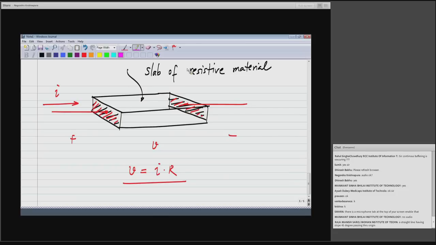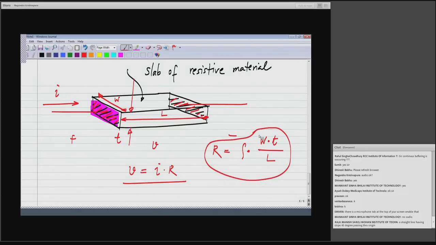We'll take the resistance value for granted, okay, and then use that. Now for a slab of this type, let's say this dimension is W and this dimension is L and the thickness of this is T. I think many of you already know that the resistance R will be the resistivity rho times the width of the material times thickness, that is the cross section area across which the current is flowing, divided by the length, that is the length along which the voltage drop is measured. Okay, so this is the formula for the resistance, and it is quite simple for a slab like this.